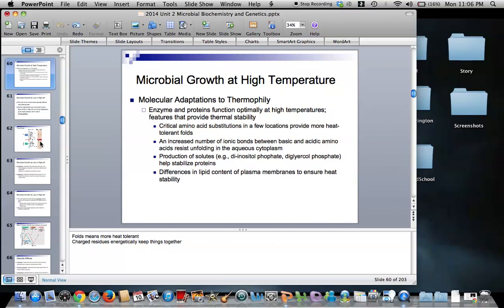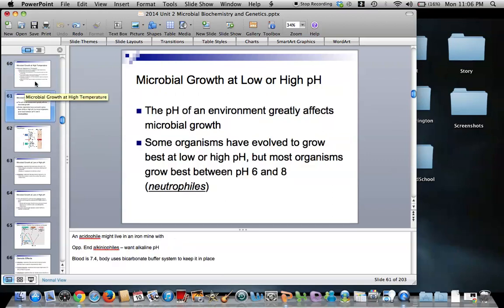So, amino acid substitutions to have fewer folds, ionic bonds between basic and acidic to prevent unfolding, solutes to help things stay stabilized, and then differences in lipid content. So that's the preventing gelling with more polyunsaturated fats. Microbial growth at low and high pH. pH has a significant effect on whether something can grow.